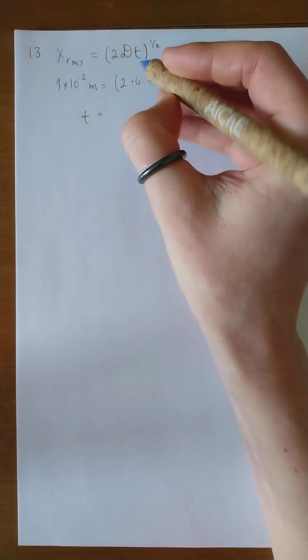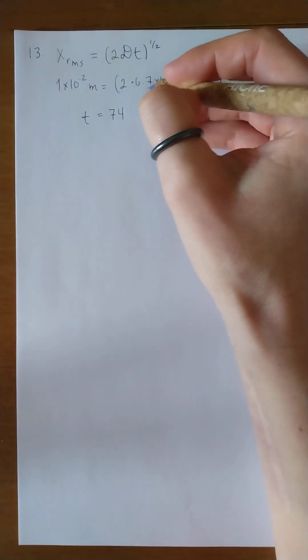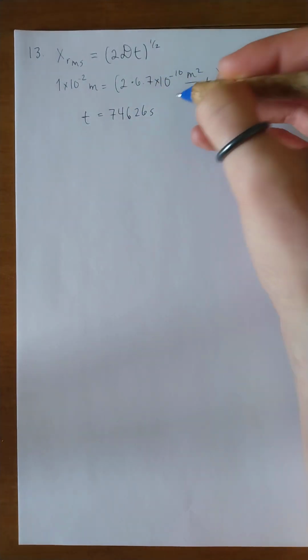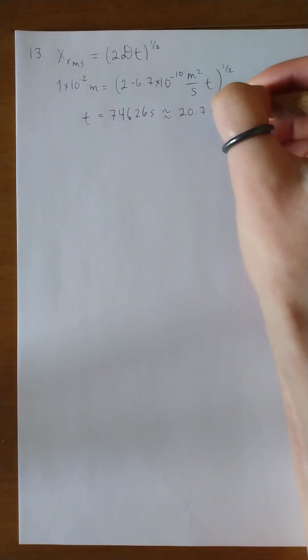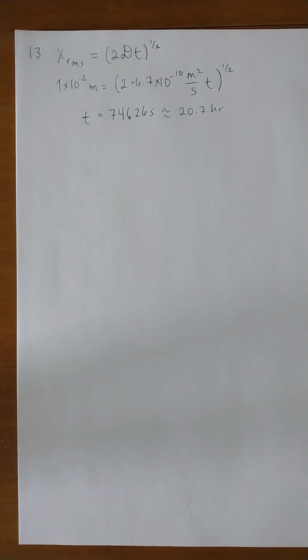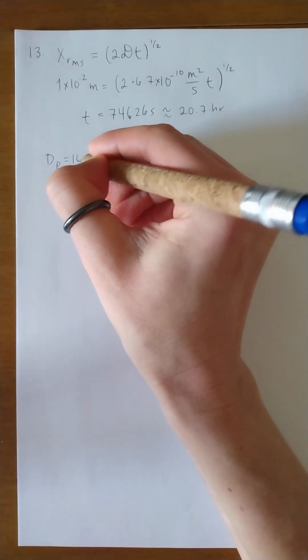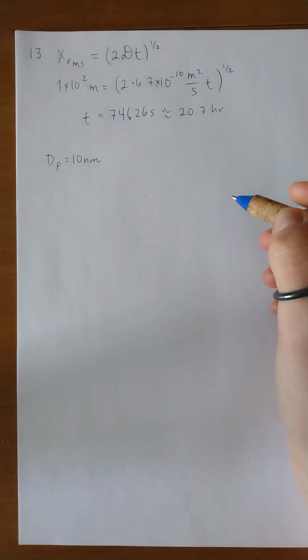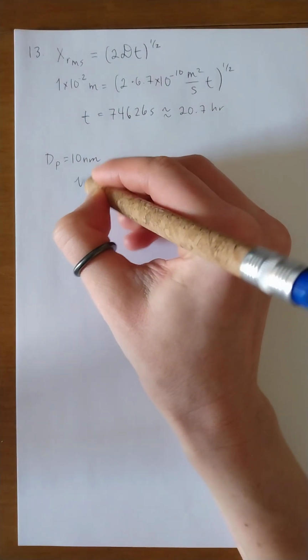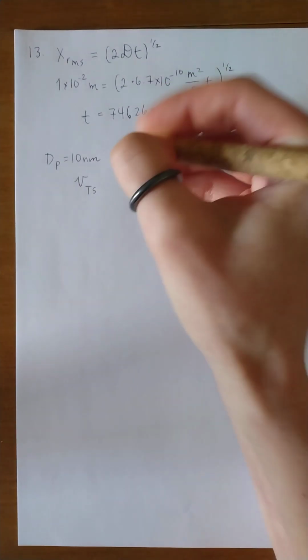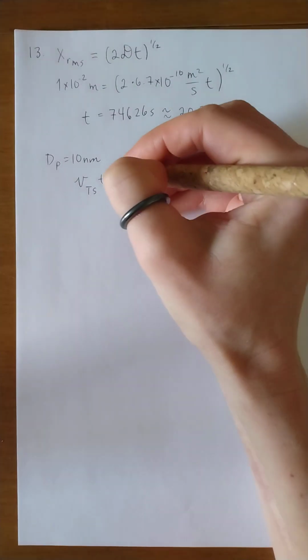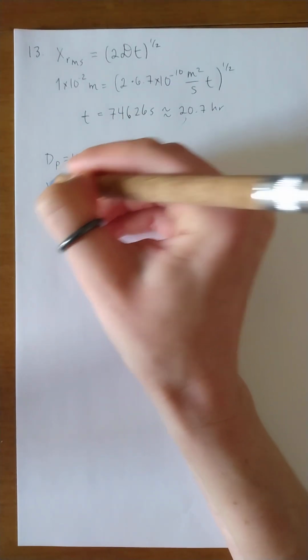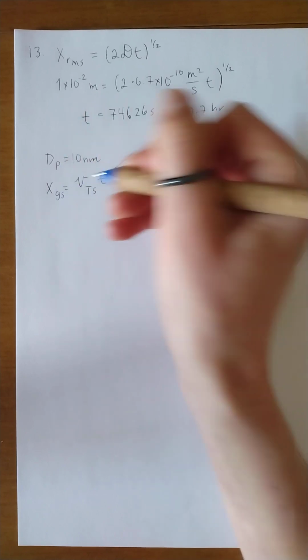And if we do that, then we get a time that's quite large, 74,000 seconds, which is about 1 day, 20.7 hours. So that's a pretty long time scale to move 1 centimeter. So then how far does a 10 nanometer particle, so a diameter of 10 nanometers, travel by settling in that time? So we're going to have to calculate a terminal settling velocity, right, and multiply it by this time that we've just gotten in order to get a displacement x due to gravitational settling.